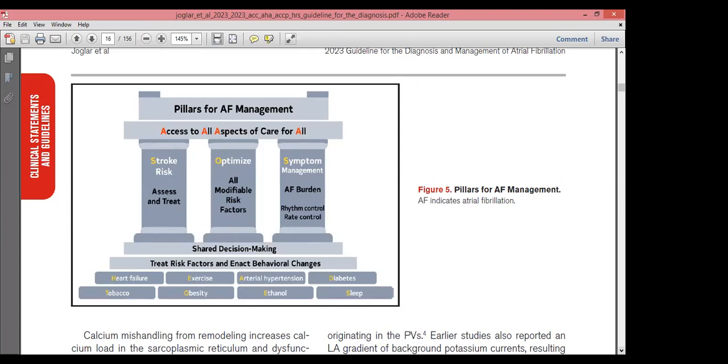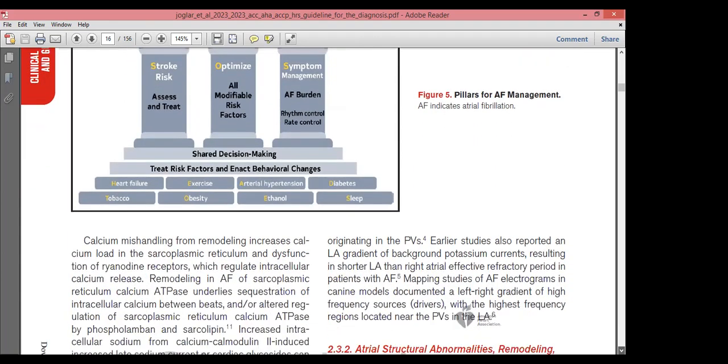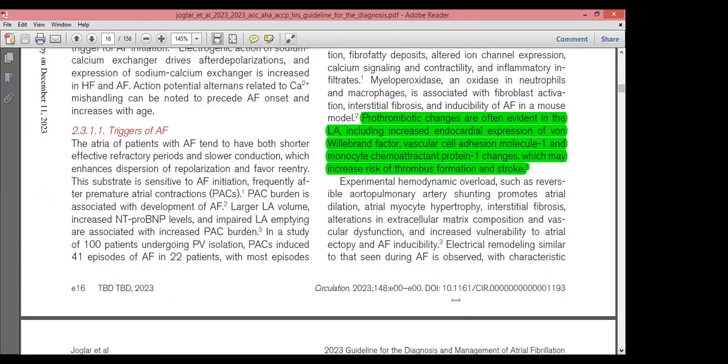If they have arterial hypertension, you bring it down to less than 120. Diabetics, you try to control their sugar. If they are smoking, you advise them on cessation of smoking. Obese patients, you tell them to lose at least 10% or more of their body weight. If they are taking alcohol, you tell them to minimize or eliminate alcohol. You also screen patients for sleep disordered breathing. So that's what this slide is talking about.